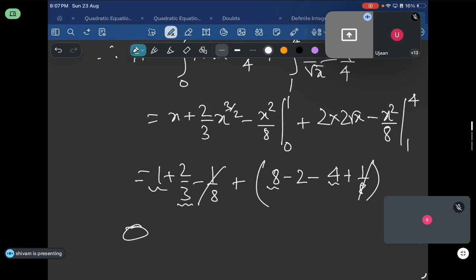Sorry, everyone. 8 minus 6 will give us how much? 2. 2 plus 1 is 3. 3 plus 2 by 3. Yes, correct. This will be 11 by 3. Minus plus. Is it clear to everyone? Anyone having any doubt? Tell me.